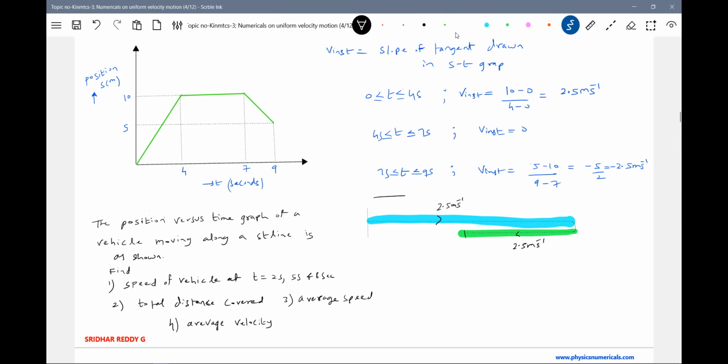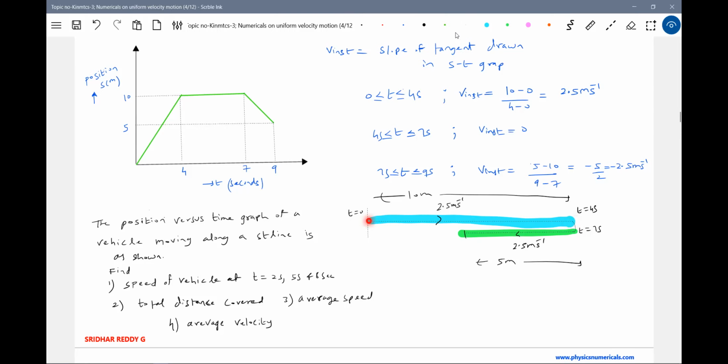The total distance, how much will it cover? 10 meters. Next, it will move 5 meters. So how does that motion actually occur? At t equal to 0, it will be here. Until 4 seconds, the body will cover a distance of 10 meters with a speed of 2.5 meter per second. Then for another 3 seconds, it will not move. It will be at rest. So even at 7 seconds, the body will be there only. Then it will start moving towards the left.